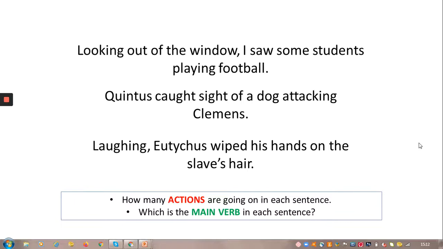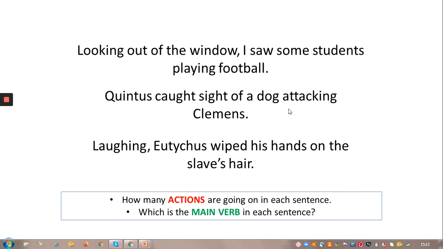Take a look at these three sentences. I'd like you to see how many action words you can find. We'll do the first one together. Looking out of the window, I saw some students playing football. How many action words are there?